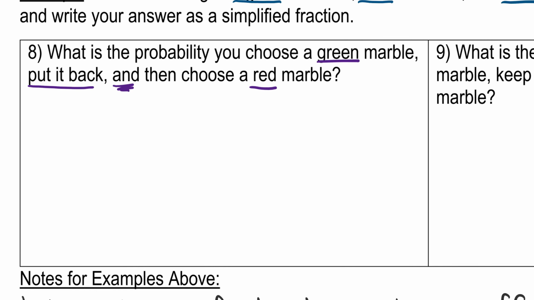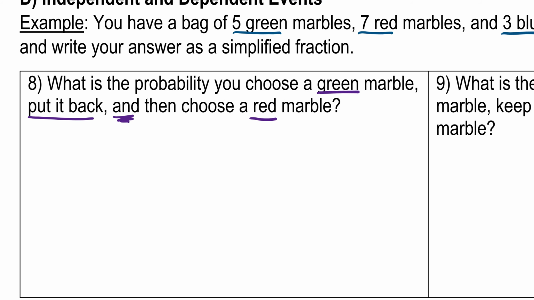So because it's independent, it works out a different way. And then number 9, you'll see that the dependent's different. Okay, so number 8, probability that I choose a green marble. Well, if we want to do probability of green and red.